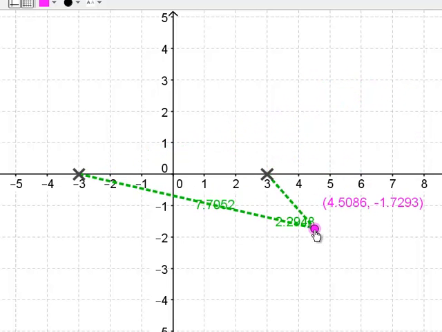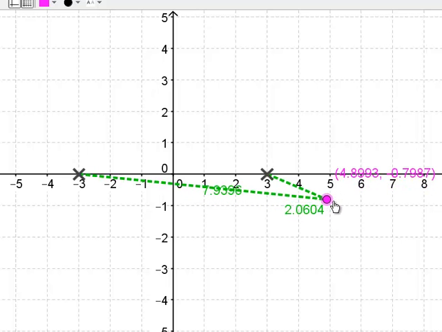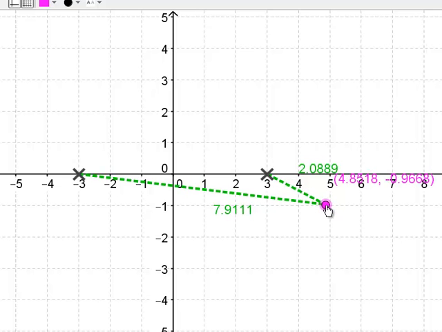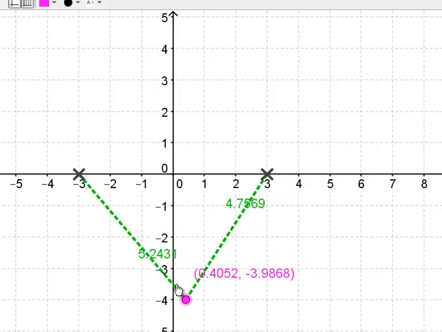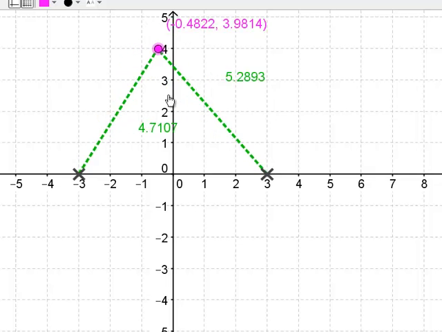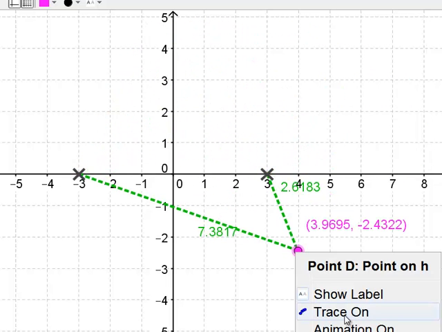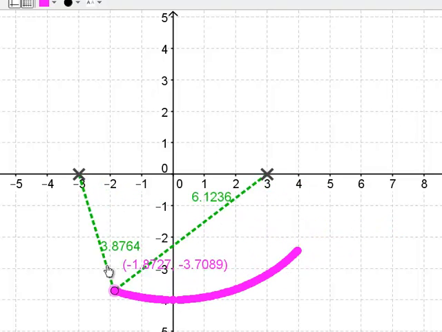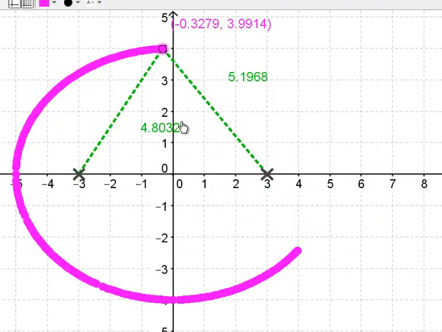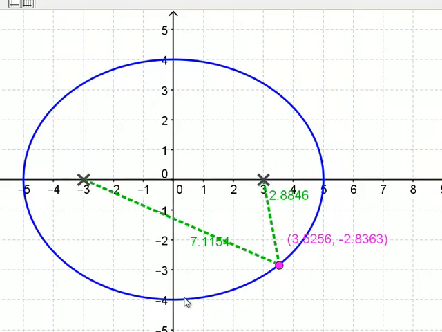Go down here, let's say right about here. This distance is roughly 2, this distance is roughly 8. So you get the idea. The sum is 10 at all times, and it just turns out that when you find all the points for which the sum maintains 10, we trace out an oval or an ellipse. If I turn on a trace there, we see the ellipse being traced out. Okay, so that is an ellipse.